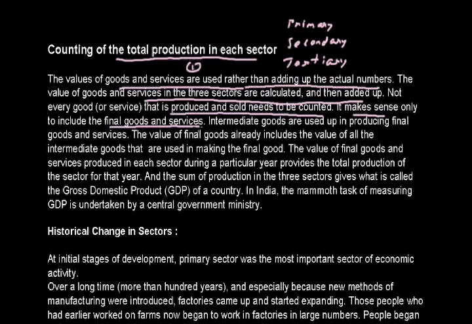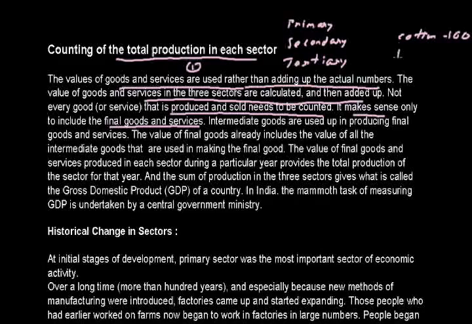What do I mean by counting only the final goods and services? Again, I would like to take one example. For example, you are making a shirt. So the very first thing which we have to go for is cotton. So the cotton you have taken, and that was of, let us count, 100 rupees. Cotton was of 100 rupees.